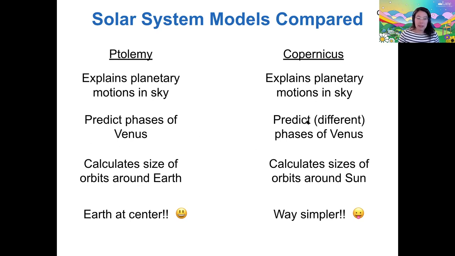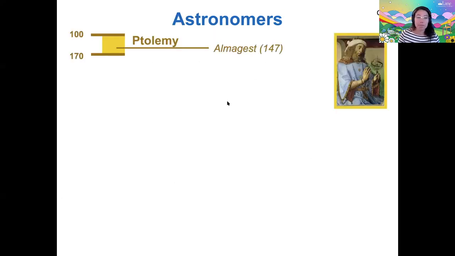So let's look at the predictions, because part of the nature of science is to make predictions and test them. So if we can predict different phases of Venus and somehow test those phases, observe them, then we would have some way to distinguish between which model might be correct. So a little bit about the history of astronomy to tell you about how we got to the point where we could actually distinguish between the models.